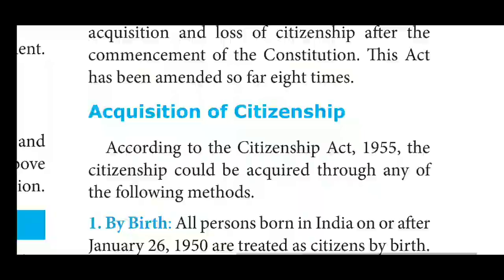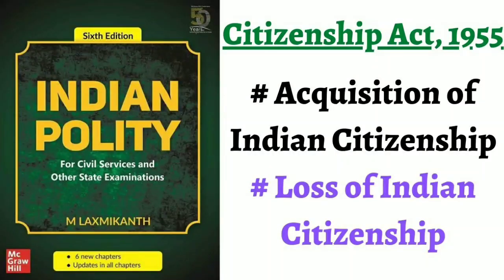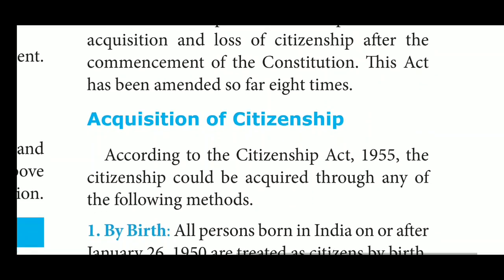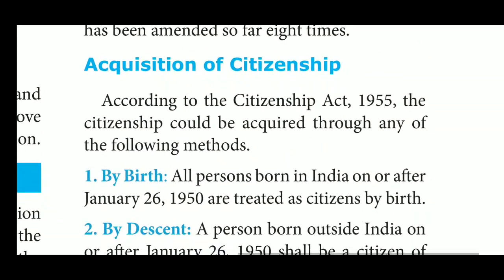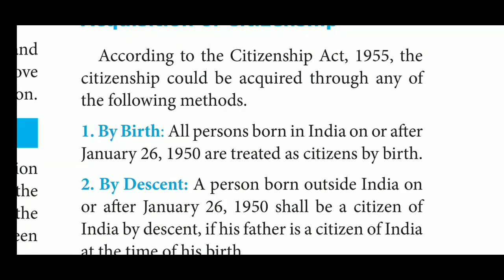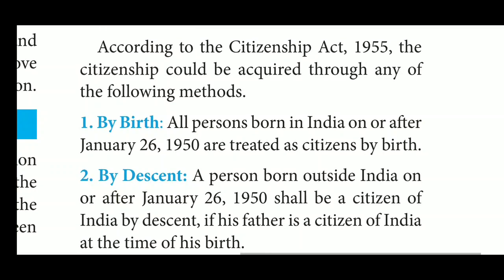See book page number 171, Acquisition of Citizenship. The Citizenship Act of 1955 prescribed 5 ways of acquiring citizenship: via birth, descent, registration, naturalization and incorporation of territory. According to the Citizenship Act 1955, citizenship could be acquired through any of the following methods. Explanation. Indian citizenship can be acquired by birth, descent, registration, naturalization and incorporation of territory. The conditions and procedures for the acquisition of Indian citizenship are as per the provisions of the Citizenship Act 1955.